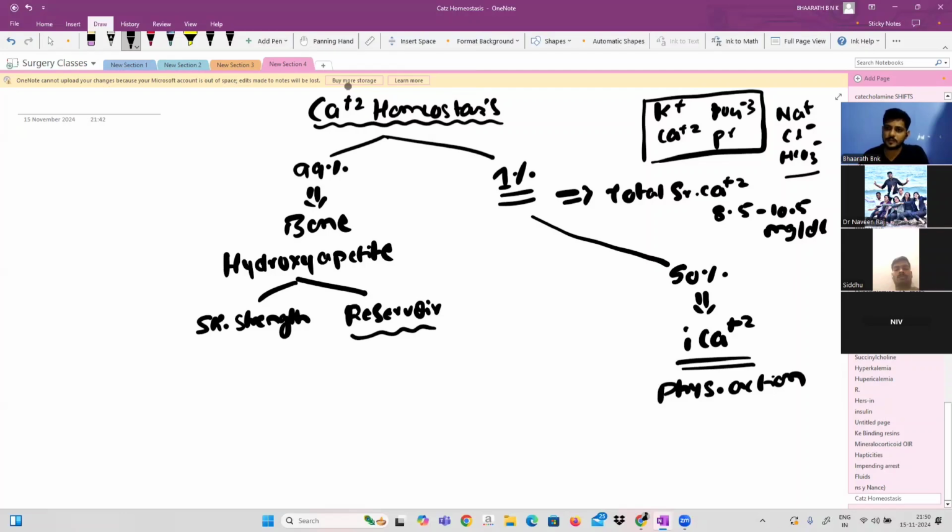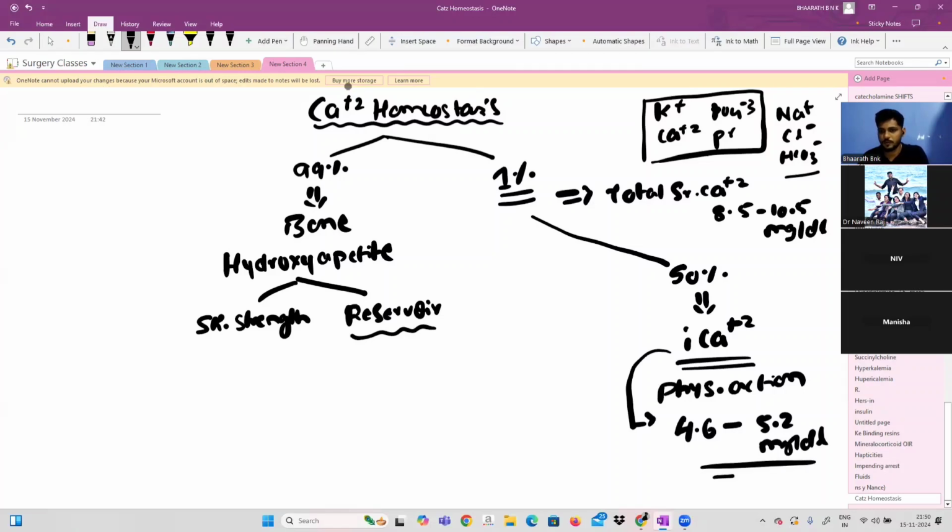Most laboratories can measure this ionized calcium directly, and it is in the range of 4.6 to around 5.2 mg per deciliter. It is this ionized calcium which is responsible for physiological actions. So whatever tetany, hyperreflexia, or cardiac effects we get are all because of changes in this form of calcium. Now of the remaining 50% of the calcium, 10% lies in chelated form.